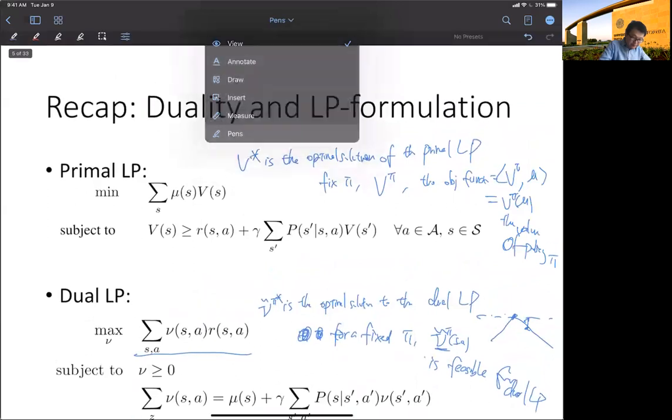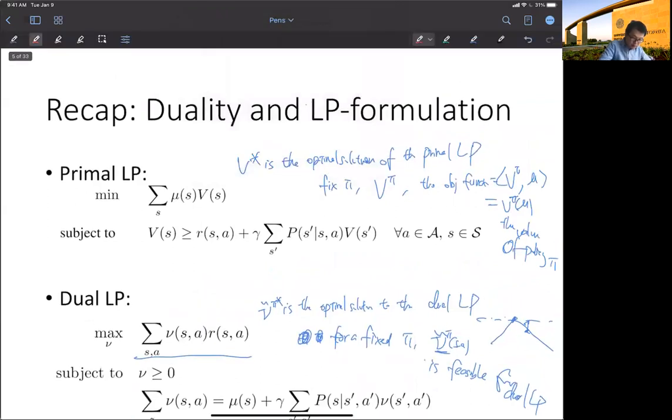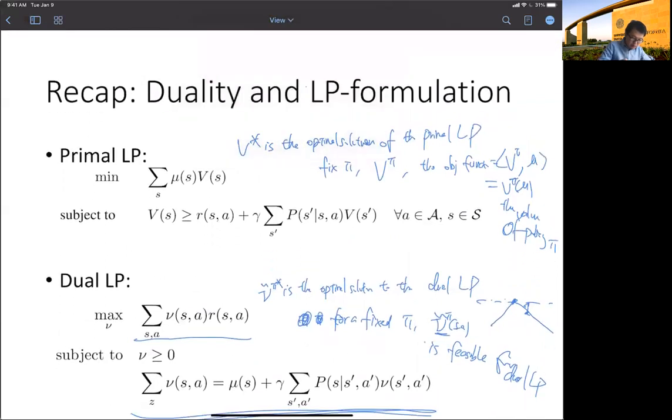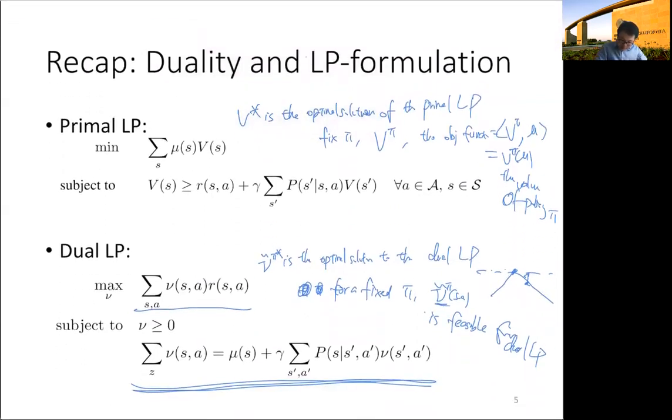wait a moment. We know by strong duality that the optimal primal LP value cannot be lower than this dashed line, right? But now the objective function value, if we plug in this v pi, is actually the same as this point. So by contradiction, this implies that this v pi function is not a feasible solution to the primal LP. Why is it the case?